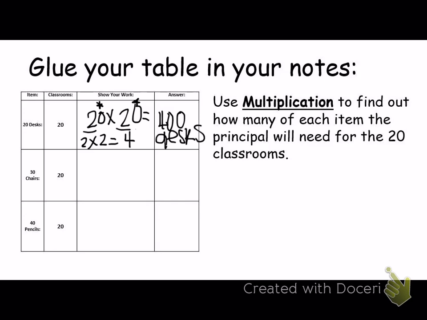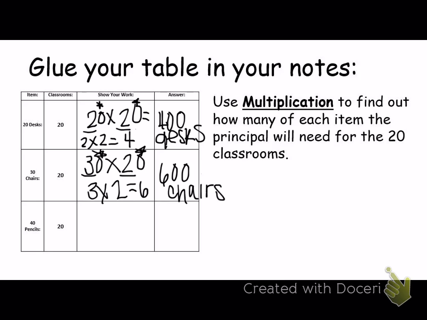Always count the number of zeros in your equation. Make sure that many zeros are in your answer. Going on to the next one. I will multiply 30 chairs times 20 classrooms, because in each of the 20 classrooms, I need 30 chairs total. So I will multiply 3 times 2, so 3 times 2 equals 6. Okay, looking at my zeros, I have 1, 2. So my answer will be 600 chairs.